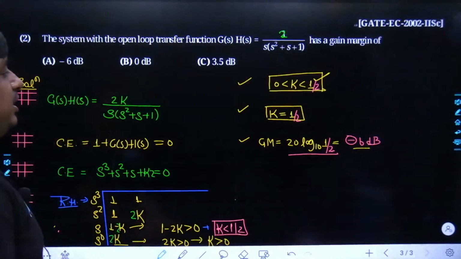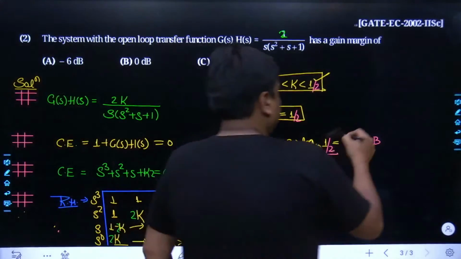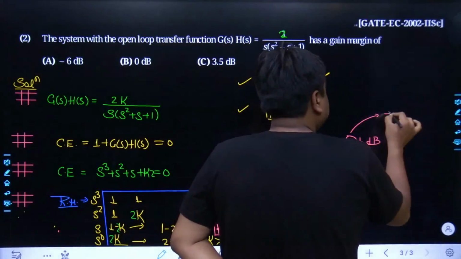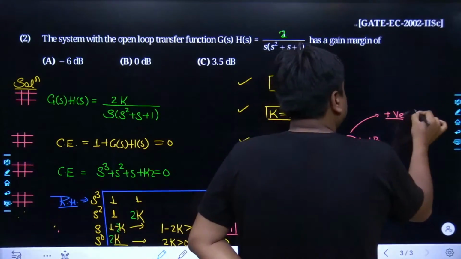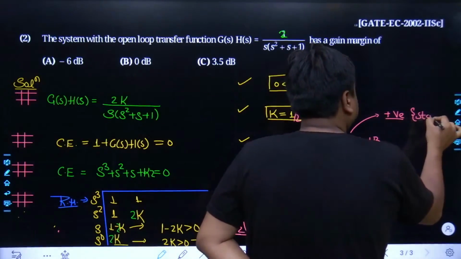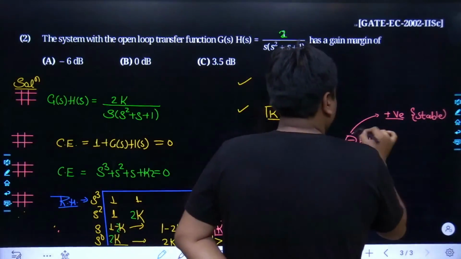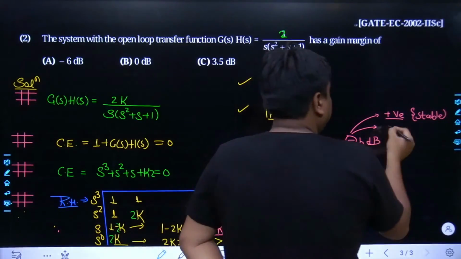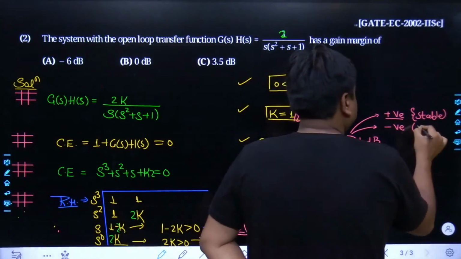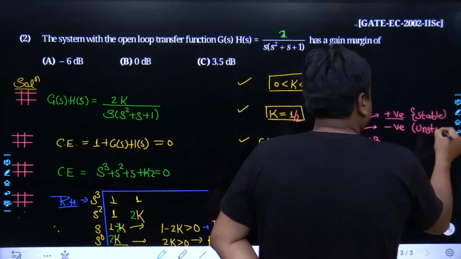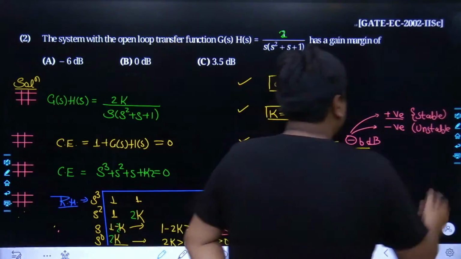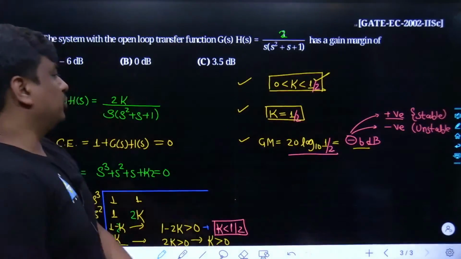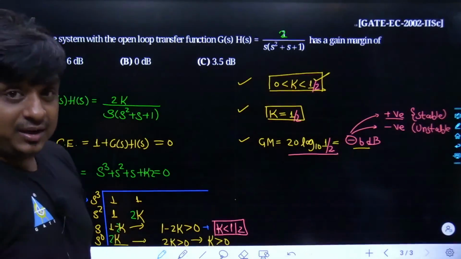Agreed? No? What I am saying is, whenever in dBs the gain margin is positive, the system would be categorized as a stable system. And similarly, in dBs, whenever the gain margin is negative, the system would be categorized as an unstable system. And sometimes we have already also seen the gain margin being calculated in the linear scale.